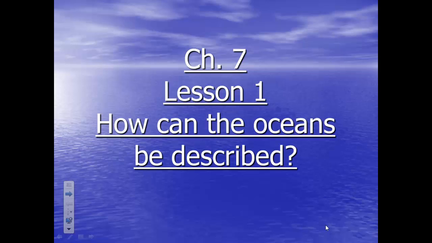In Chapter 7, we are going to be talking about water on Earth. We will be discovering what the Earth's oceans are like, where we will find fresh water, how water cycles through the environment, and how clouds form and how they affect precipitation. In this video, we're going to talk mostly about the oceans and the characteristics of the oceans and how they are described.